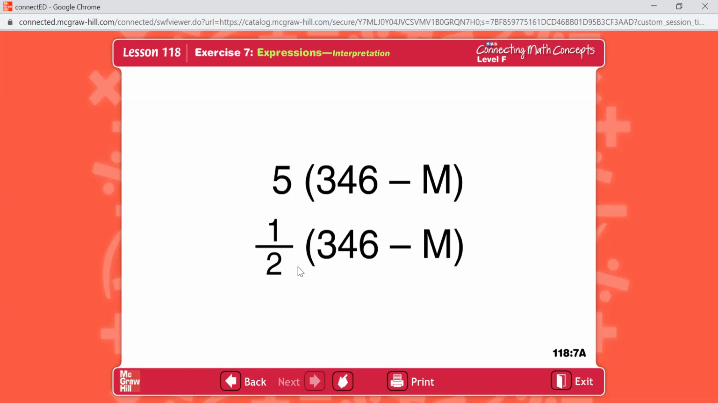Now find part 3 in your textbook. The value inside the parentheses is the same for all these expressions. I'll read each item. You'll write the answer.